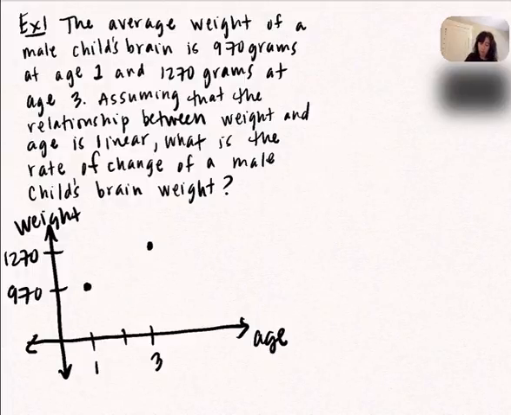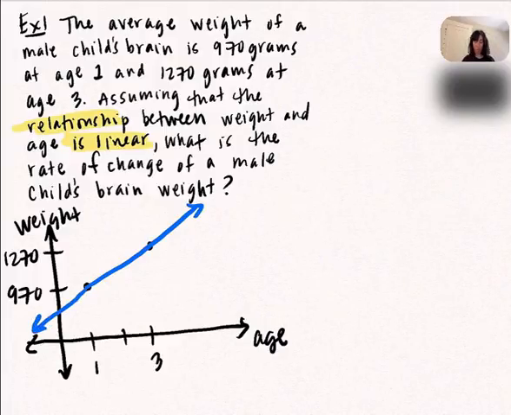Now, we're told that we're going to assume that the relationship is linear. That means that we can assume that there's this pattern for all ages in between 1 and 3 and a little bit younger and a little bit older than 3, where we can assume that at age 2, the weight of a child's brain is somewhere in between 970 and 1270, and it falls exactly on this straight line here.